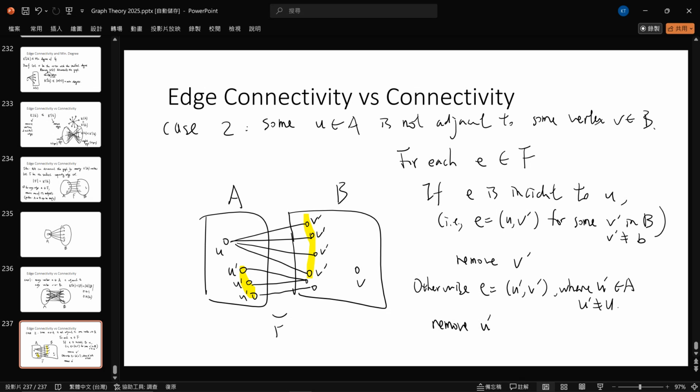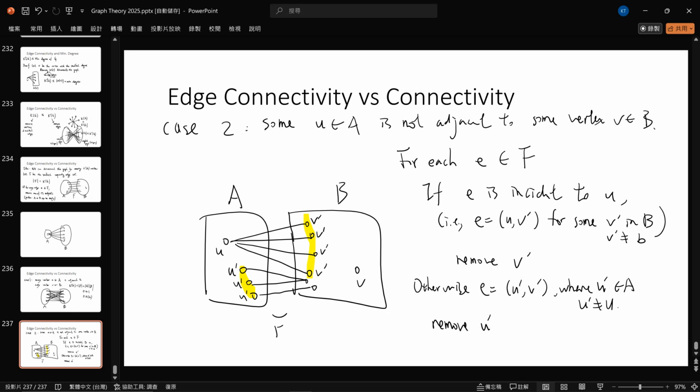And the second point is that we need to make sure that A and B are not empty, okay? Because if A and B are empty or one of them is empty, then just like the first proof, it fails, okay? Okay, so first, why is this disconnected?